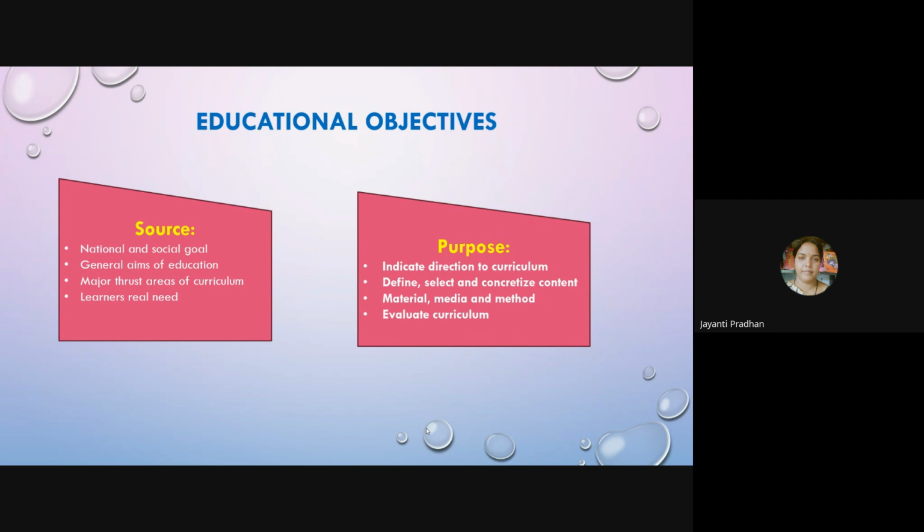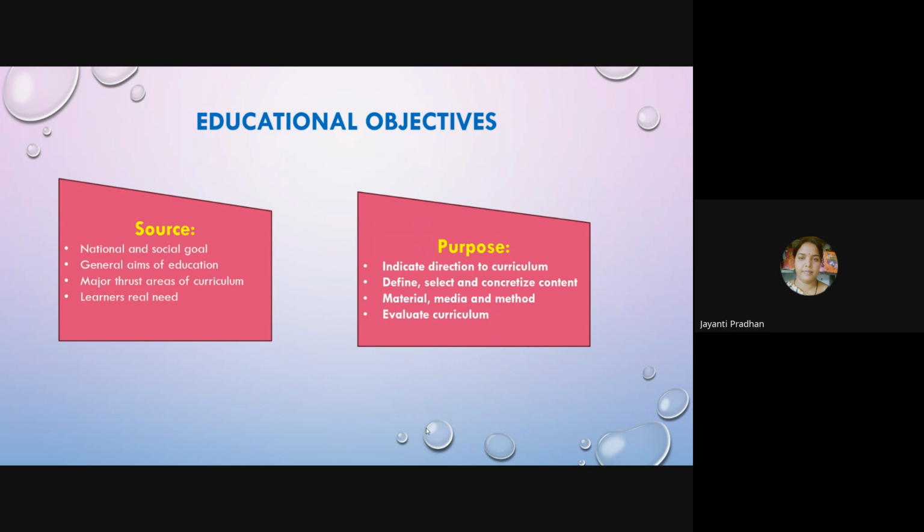So just remember, when we discussed curriculum, we discussed that education has both a societal aim and an individual aim. And when we are discussing the societal aim, that means national and social goal is important. For that reason, first our policy document comes. Then after that, you must know that after NEP 2020, our curriculum framework has been changed.